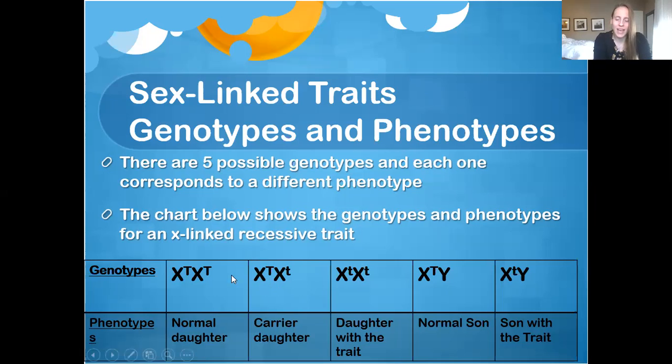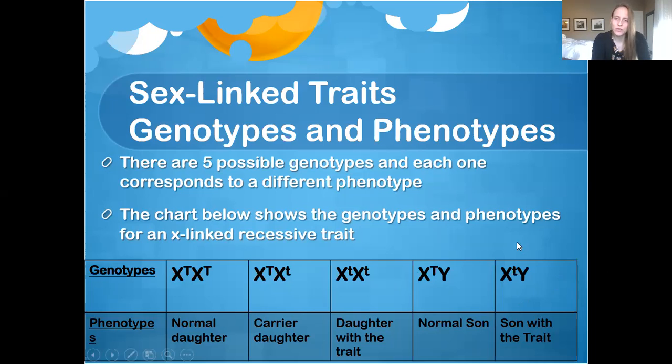Or you can have a heterozygous female, in which case she is what's called a carrier. So she carries the recessive trait, but she doesn't actually show it. So she doesn't actually have any of the physical symptoms, but she does carry that trait so she could pass it on to her children. And then if you have a homozygous recessive female, where she has 2 copies of the X-linked recessive trait, then you will have a daughter or a female with that trait.